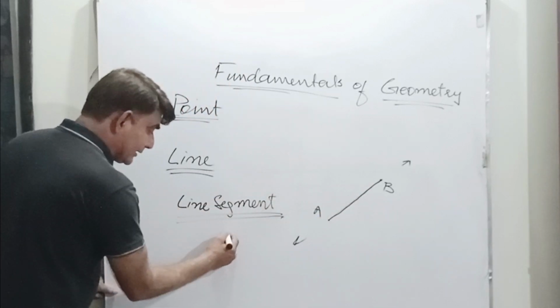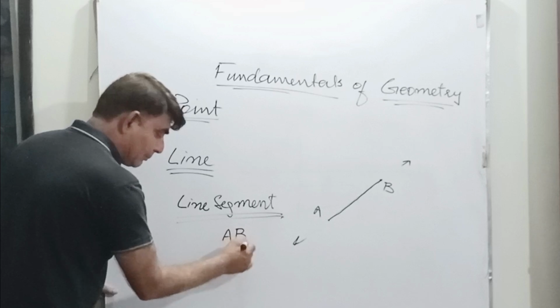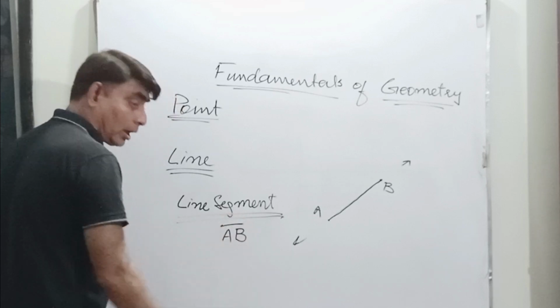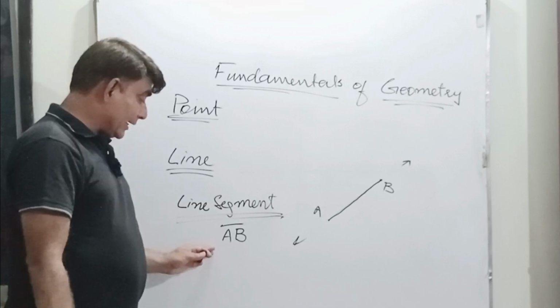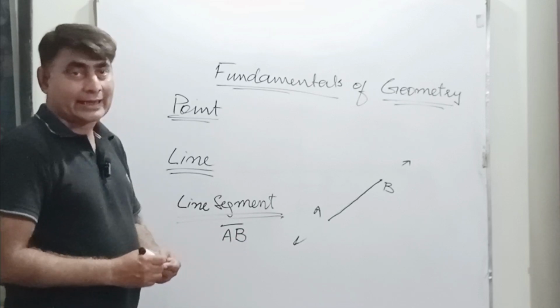The representation of a line segment is like this, AB, or you can draw a line above it. It is a line segment. Say A and B are two fixed points. This is a line segment.